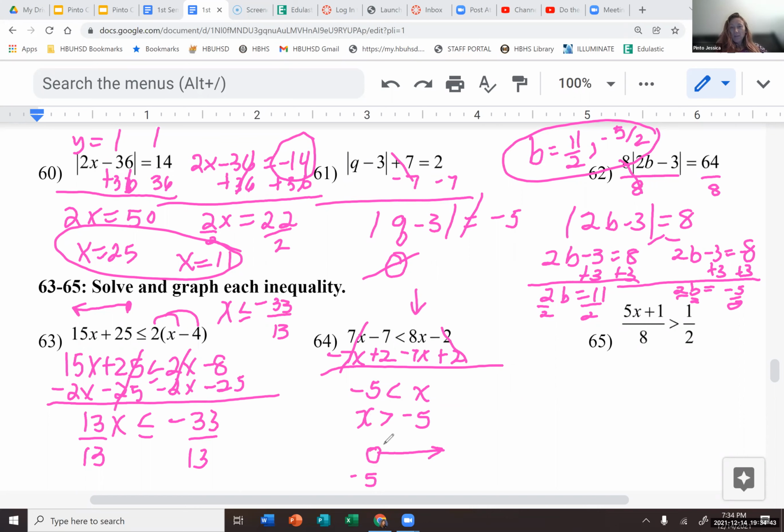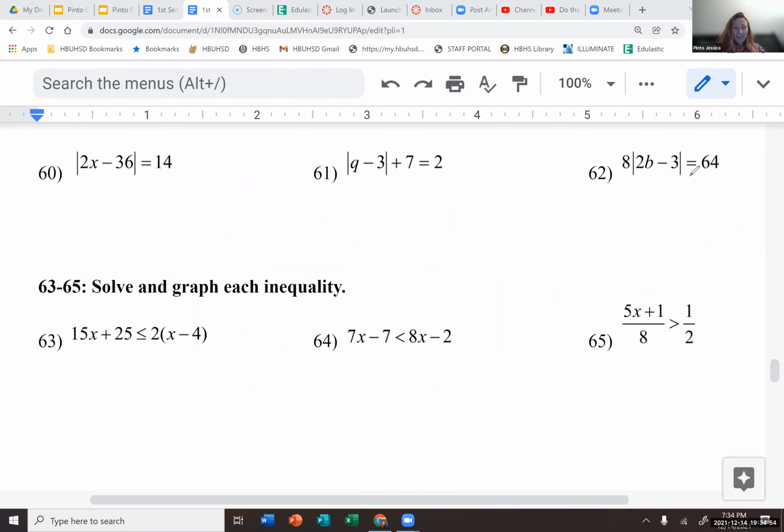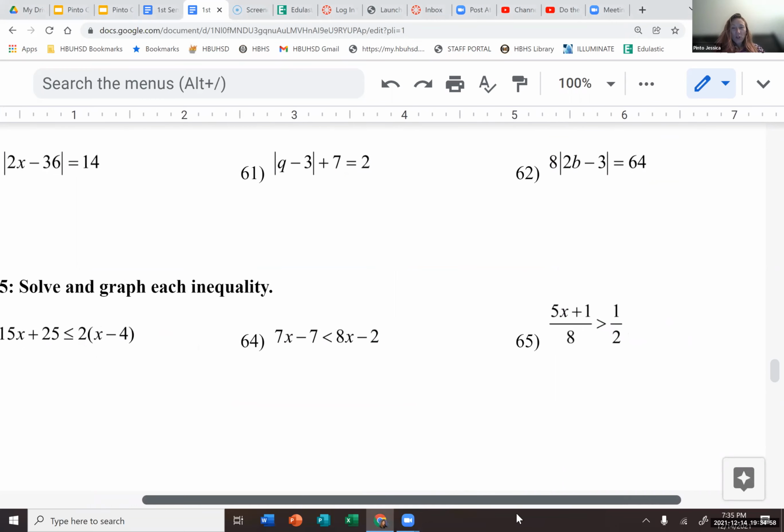All right, and then I've got a little bit of mess over by 65, so I'm going to clear my work. Goodbye, work.